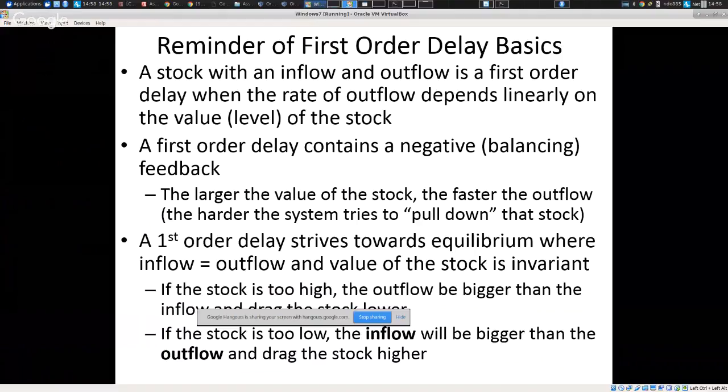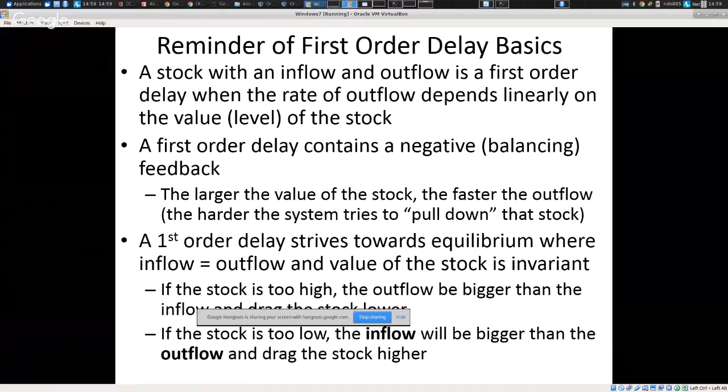Now, the bigger x gets, what does that mean about the outflow? The bigger x gets, the what? How does that change the outflow? The outflow gets bigger as well. And how does a bigger outflow affect the stock? Yeah, it's going to decrease it over time. So if we increase the stock, the outflow will increase, and that will tend to pull down the stock.